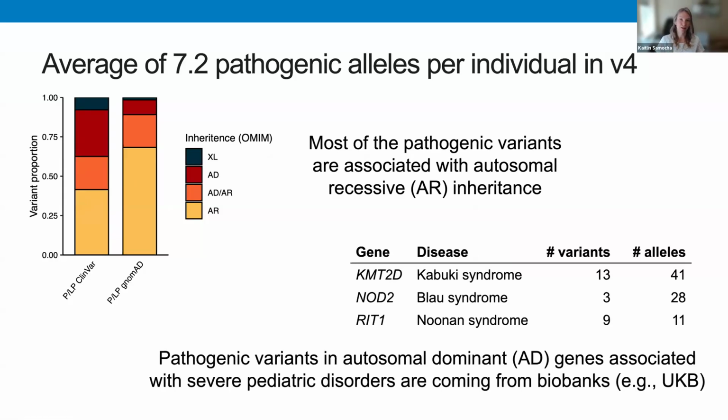However, we do see some pathogenic variants associated with autosomal dominant genes and particularly severe conditions. For example, there are 13 variants in KMT2D that are pathogenic or likely pathogenic in ClinVar that we see in our database. And we have been digging into that a little bit, and it looks like the vast majority of these are coming in from biobanks. So a big contributor, for example, is UK Biobank, which makes up approximately half of the v4 release itself. So if someone was healthy enough to get into UK Biobank, they're now being represented in our data set. And this is something, again, to keep in mind.